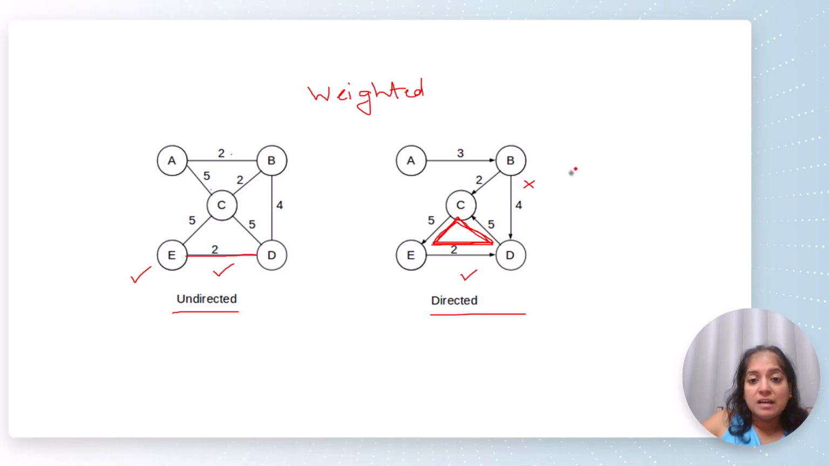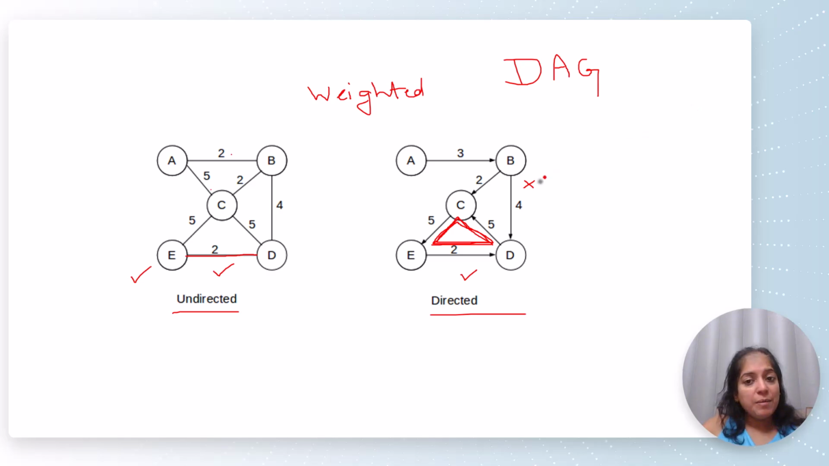Whenever a graph consists of a cycle, it is called a cyclic graph. And since it is directed, it is a cyclic directed graph. Whereas if a directed graph does not contain any cycle, we call it a directed acyclic graph, DAG. If a graph contains cycles, we call it a cyclic graph. Why I'm telling you about cycles, we'll discuss later.